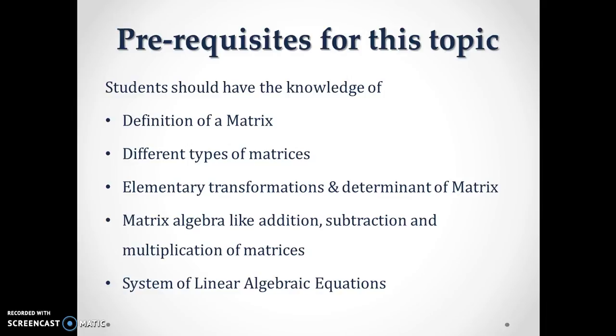Before we start, we should know what the prerequisites for this topic are. Students should know the definition of a matrix, different types of matrices, elementary transformations, and the determinant of a matrix, matrix algebra like addition, subtraction, and multiplication of matrices, and what a system of linear algebraic equations is.